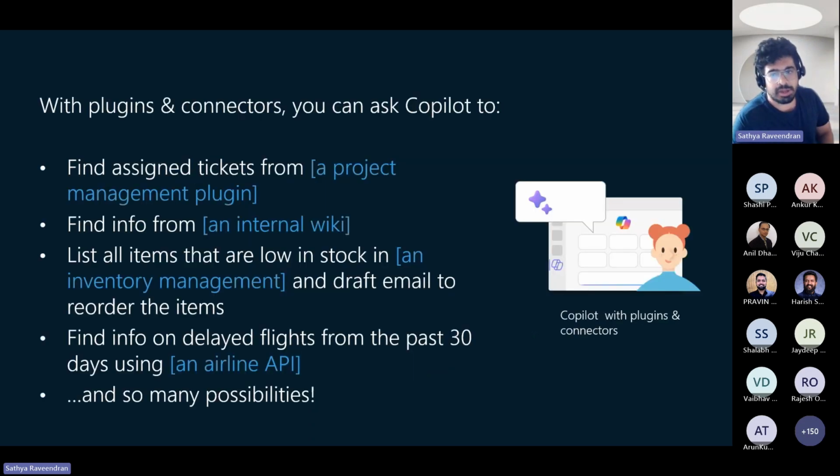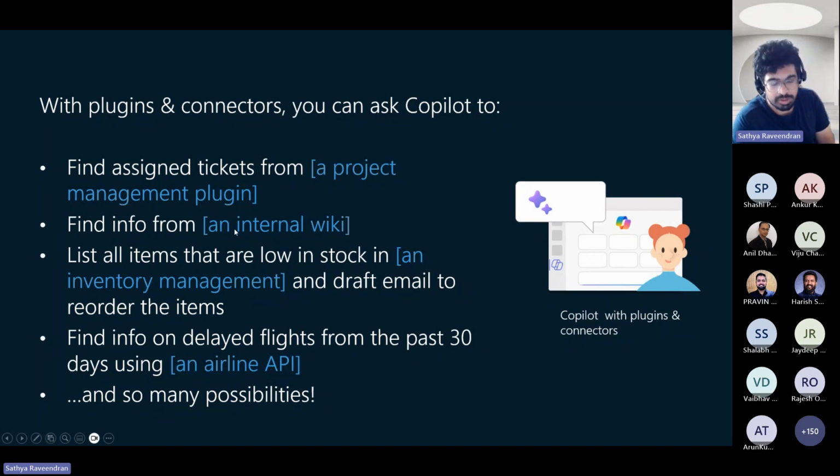For that, let's see a bunch of things that you can ask once you build a plugin or a graph connector. So this is an example of a skill that you teach Copilot. You can have a project management plugin, you can have a bug management plugin, whatever it is. You can ask it to find high priority tickets which are assigned to me, which need to be done within the next month. Whatever criteria that you have, you can search using that plugin.